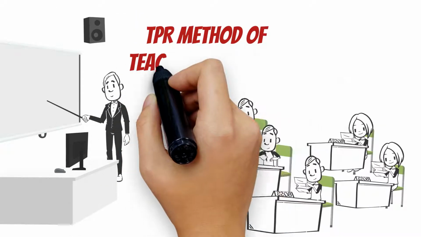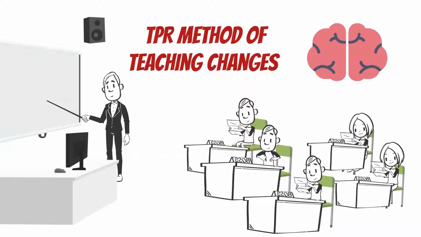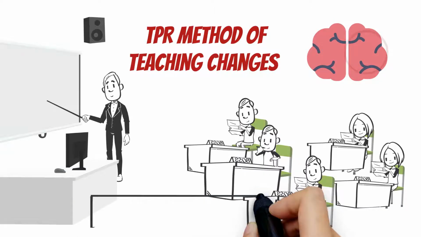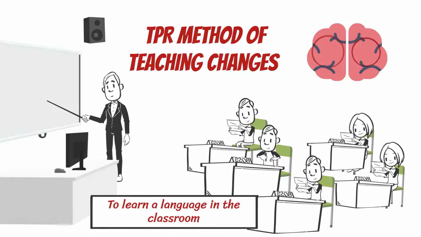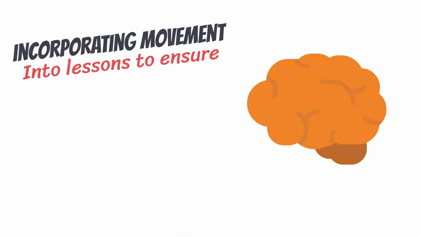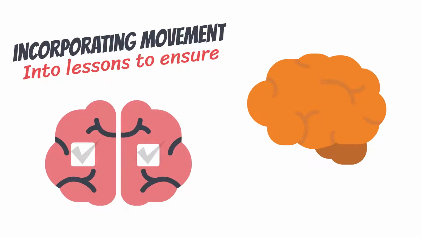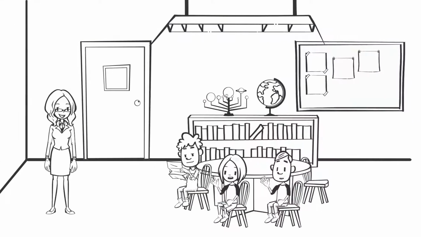The TPR method of teaching changes this and enables the student to simultaneously use both the left and right hemispheres of his or her brain to learn a language in the classroom. This is done by incorporating movements into the lesson to ensure that both hemispheres of the brain are working.